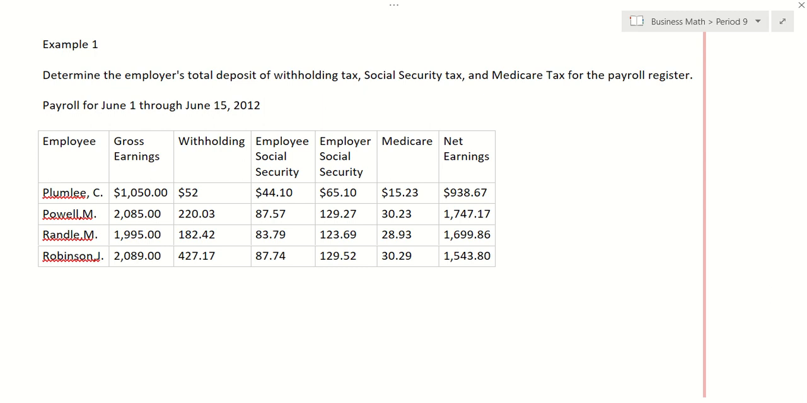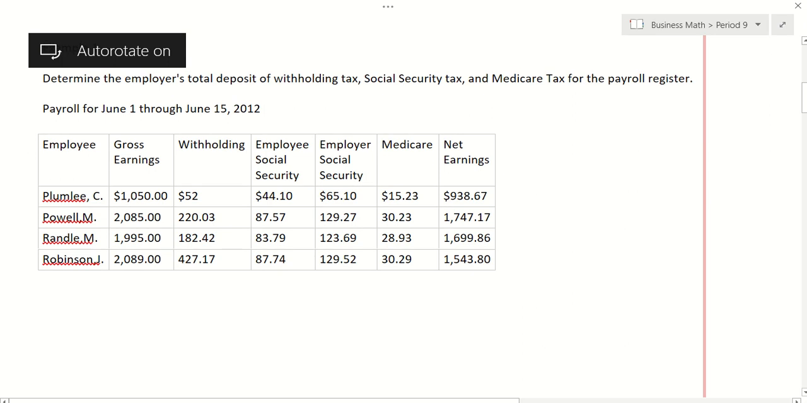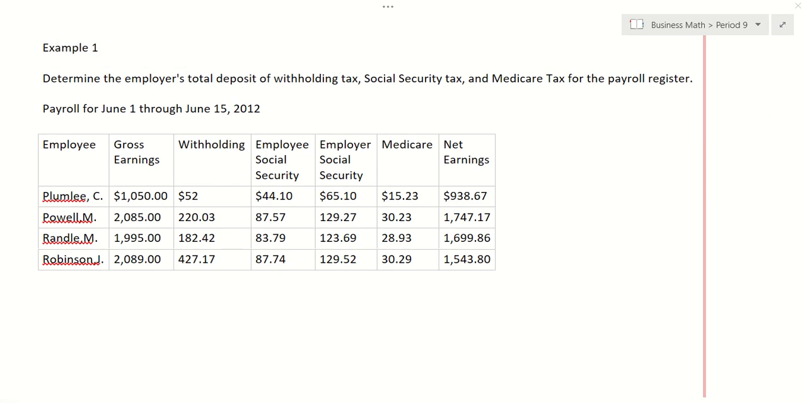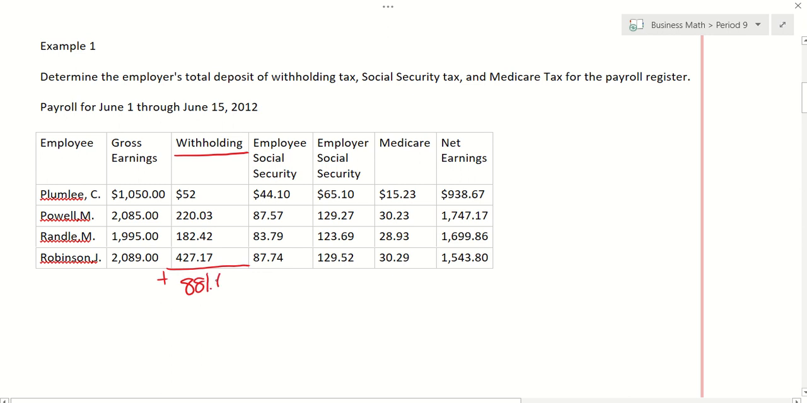What are you focusing on? You are focusing on the withholding. This is where you start withholding. You must add all these together to get your total withholding that they have to pay. This is $881.62.